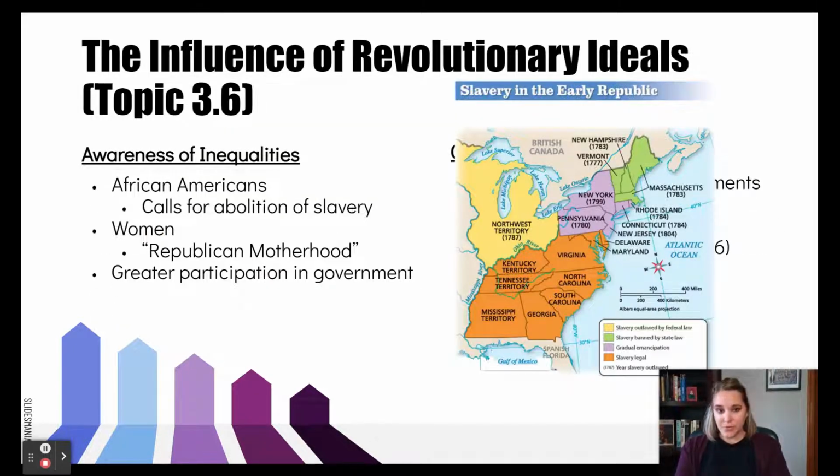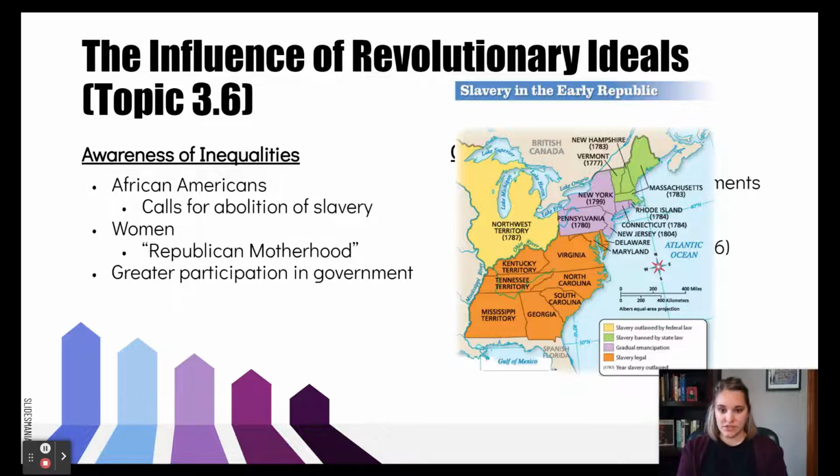So next we have the influence of revolutionary ideals. During and after the war, what impact did these ideals make on society? First, looking at the domestic impact. Well, for African Americans, it did increase calls for abolition. And so we see some states in their constitutions banning and abolishing slavery. But other states are actually going to gradually emancipate slaves. And so they're going to set a timeline and a process in which slavery will phase out.